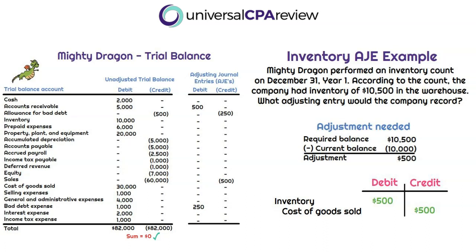So now that we have the entry, how does that fit into our adjusting journal entries columns? Well, the debit for 500 to inventory, that's a positive 500 debit. And then the other piece, the cost of goods sold, that is the negative 500 that is in the credit column, right? So that is a great example of an adjusting journal entry for inventory.